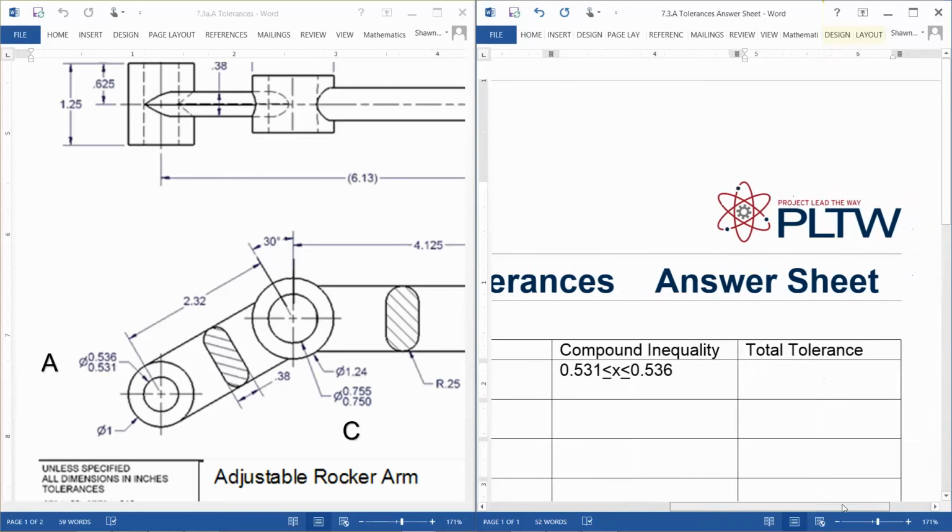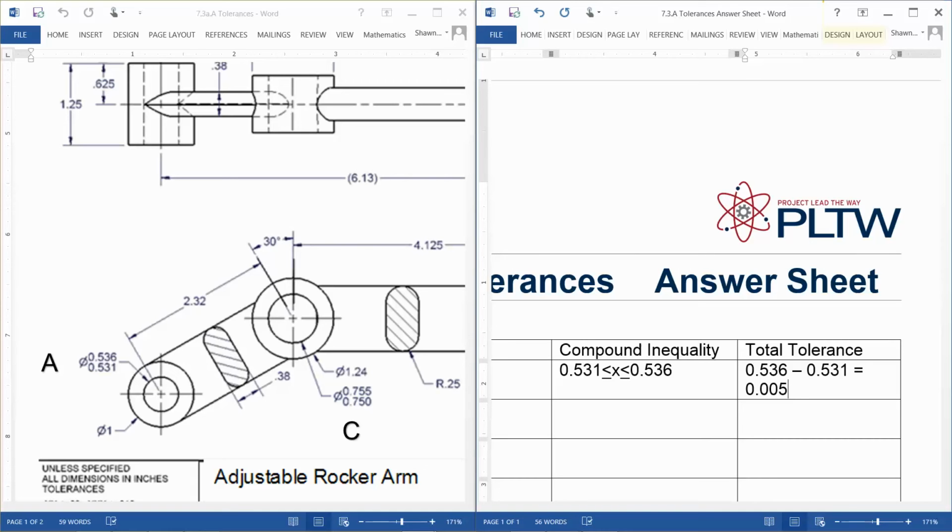The total tolerance then is just us finding out how much total play I have in there. And to do that, we just simply take the biggest one minus the smallest one, or what we refer to as the upper limit minus the lower limit. And that turns out to be 0.005. When you subtract those two, that's what you're going to get.